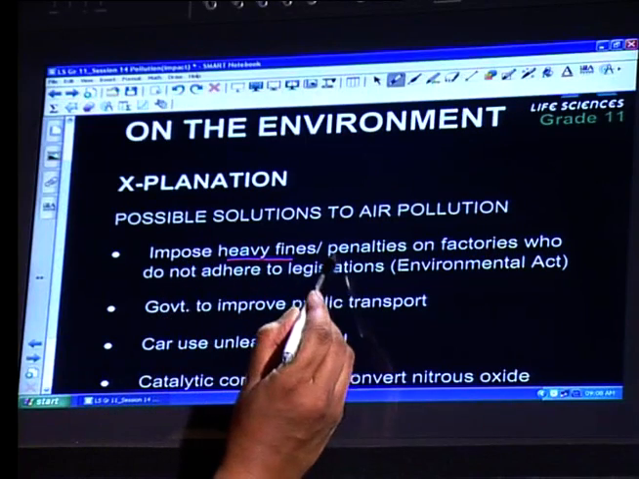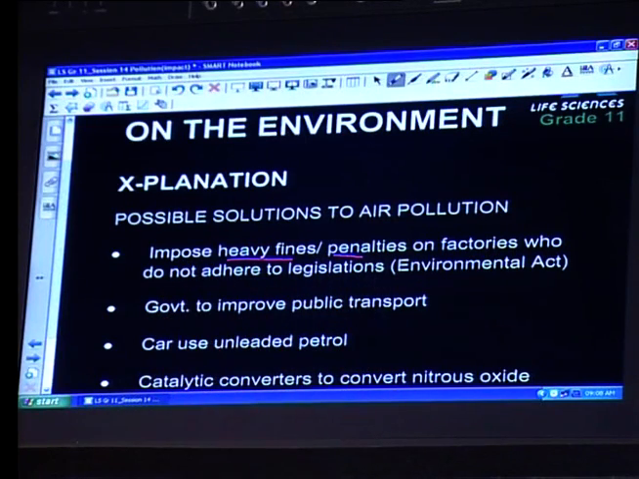Impose heavy fines or penalties. Please, learners, when you are talking about imposing fines, remember, imposing fines and imposing penalties go as one concept. So you cannot say imposing fines and then on the next line impose penalties. You would only get 1 mark. It means one and the same thing.